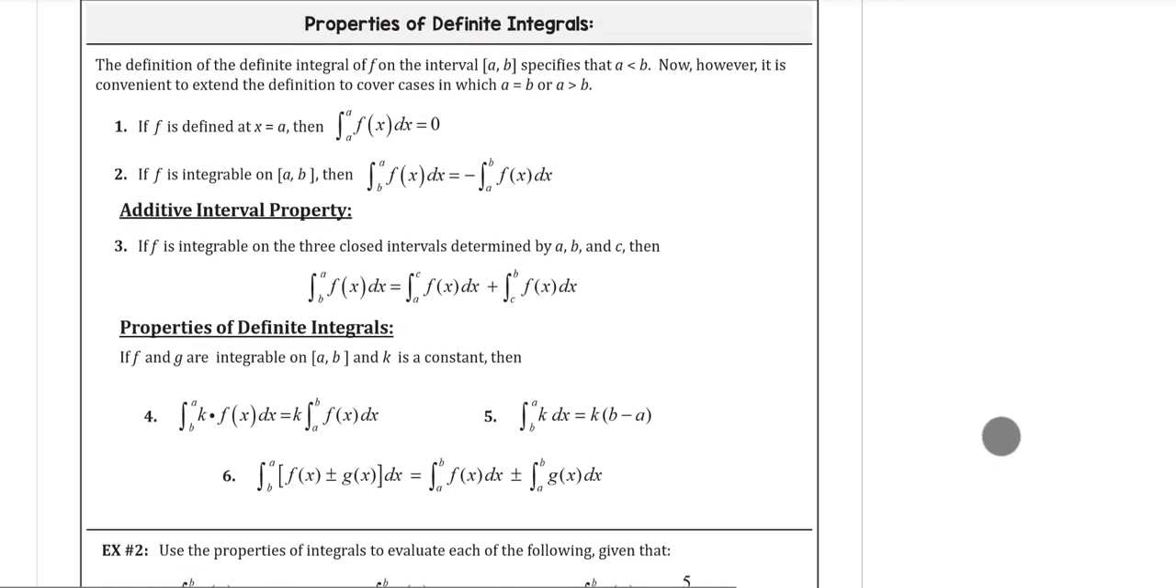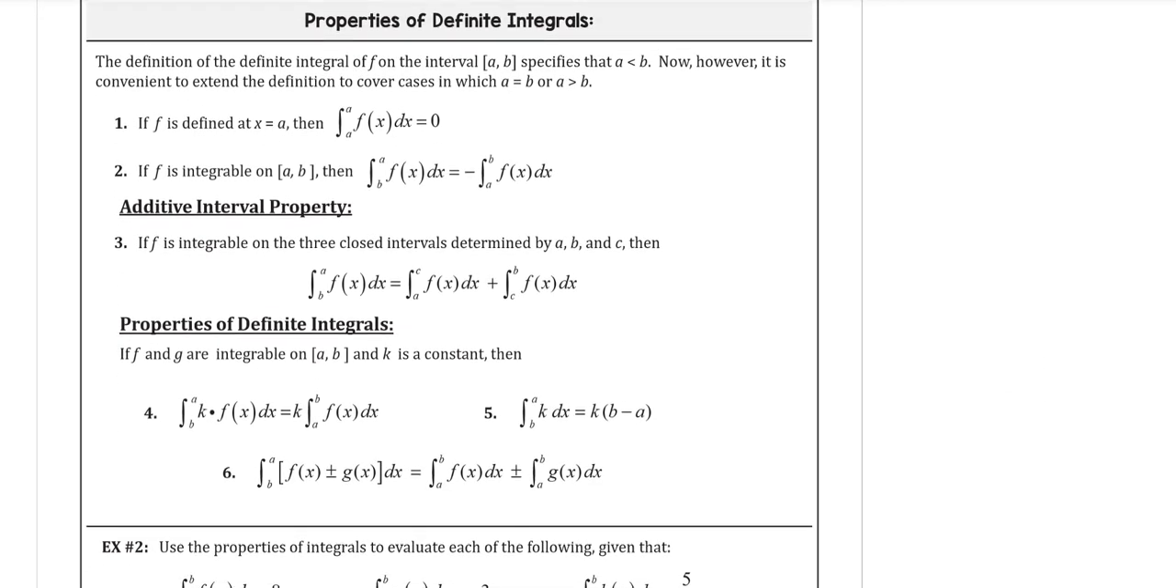Okay, so as I've said before, we've been flirting around with some of these properties here, and we haven't formally defined them. So we're going to define them now. We have a definite integral on the closed interval a to b, and we're going to specify that a is less than b. However, to extend this definition to where a is equal to b or a is greater than b, we're going to look at it in this way.